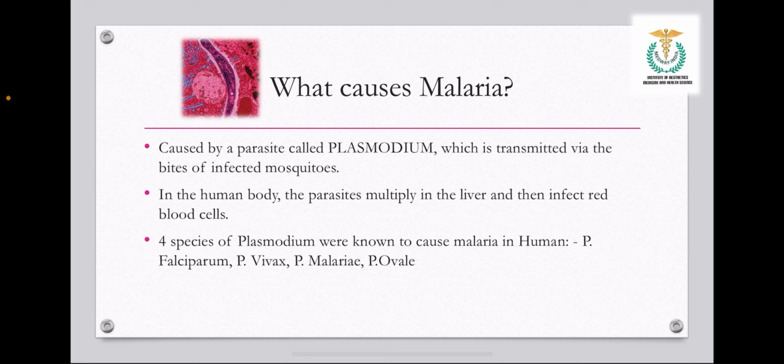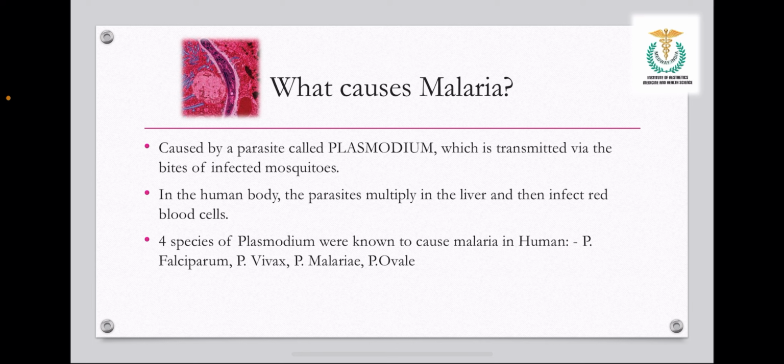So, what is malaria? It is a serious disease that spreads when an individual gets bitten by a mosquito infected by Plasmodium parasites. When it bites, the mosquito injects malaria parasites into the bloodstream. It is caused by a parasite called Plasmodium, which is transmitted via the bites of infected mosquitoes. And in the human body, the parasites multiply in the liver and then infect red blood cells.